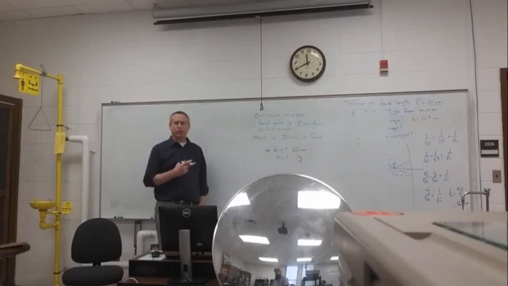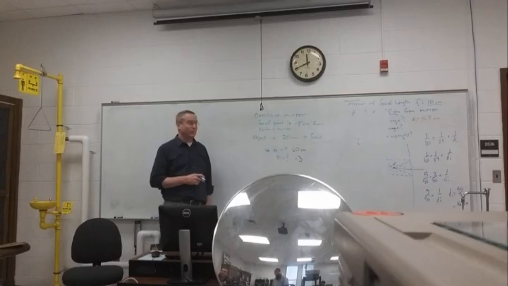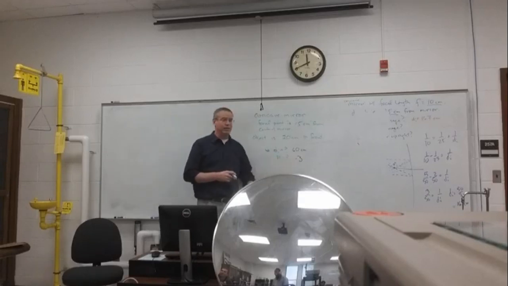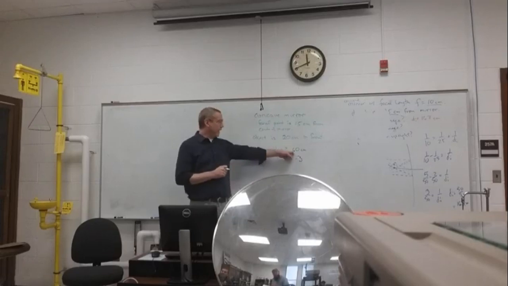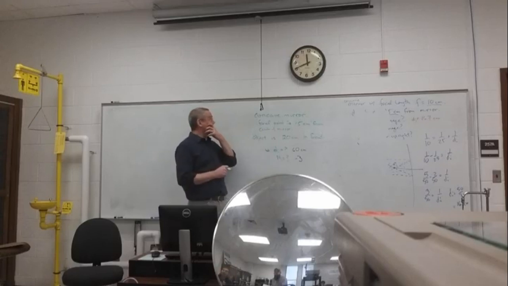If it were virtual, where would the negative be? Well, this would not be negative, but where would the negative sign be if it were virtual? The distance of the image, di, that would be negative. The negative focal point is if we had the convex mirror.